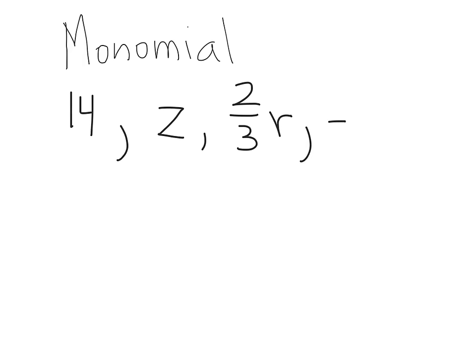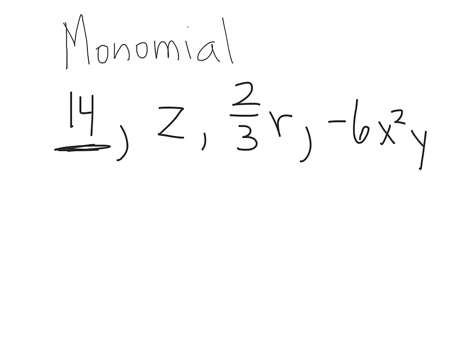A monomial is an expression that is either a numeral, a variable, or a product of a numeral and one or more variables. So an example of a monomial could be just a regular number such as 14, a variable such as z, a multiplication of a number and a variable such as 2/3 r, or a number times multiple variables that have exponents on them, so negative 6x squared y.